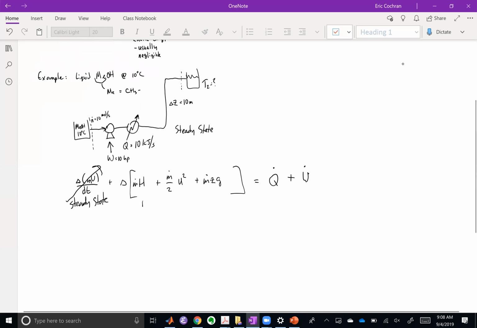So the h is going to contain the temperature information that I need to answer the problem. So that one's obviously going to stay. How about kinetic energy here? Do you think kinetic energy is important in this one?